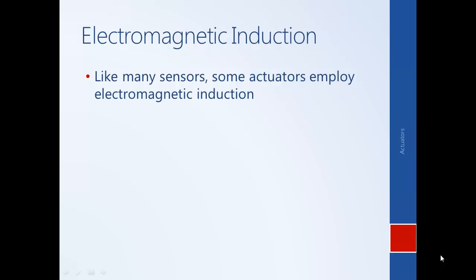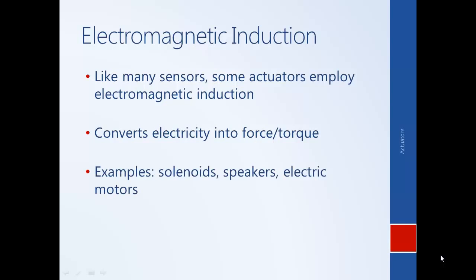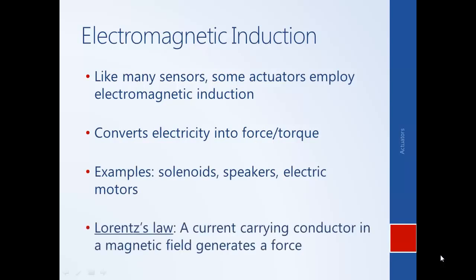Many electromagnetic actuators employ electromagnetic induction. In this sense, the actuator converts electricity into a force or a torque. Examples include solenoids, speakers, and electric motors. The basis for this is a physical law called Lorentz's law, which says that a current-carrying conductor in a magnetic field generates a force. And this works on the same sorts of principles we discussed previously with sensors.